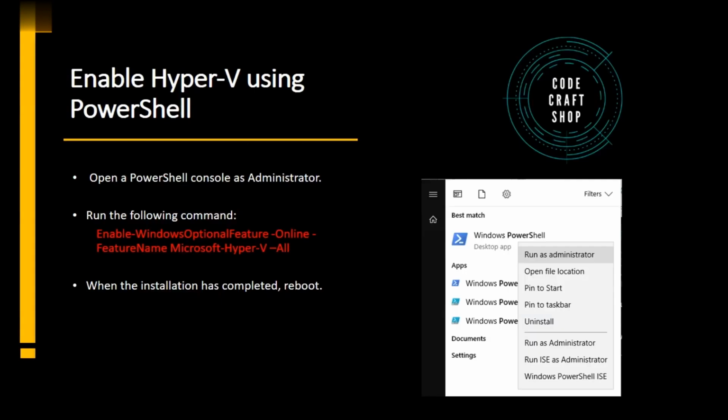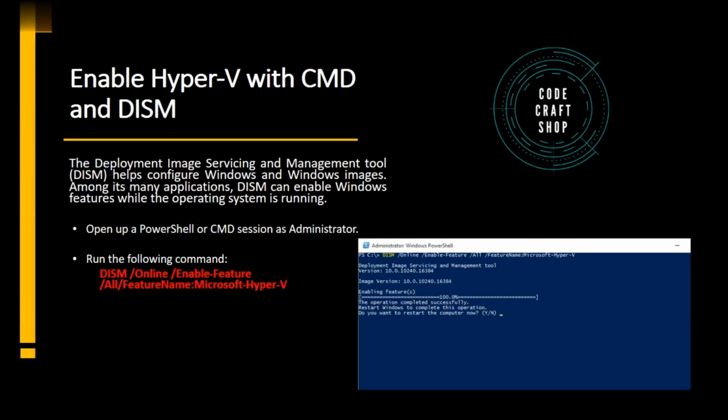Enabling Hyper-V using PowerShell. We can enable Hyper-V using PowerShell as an administrator. Run the following command which is highlighted in the window, and once the installation is completed, the system will ask you to reboot your system so that the feature can be enabled.